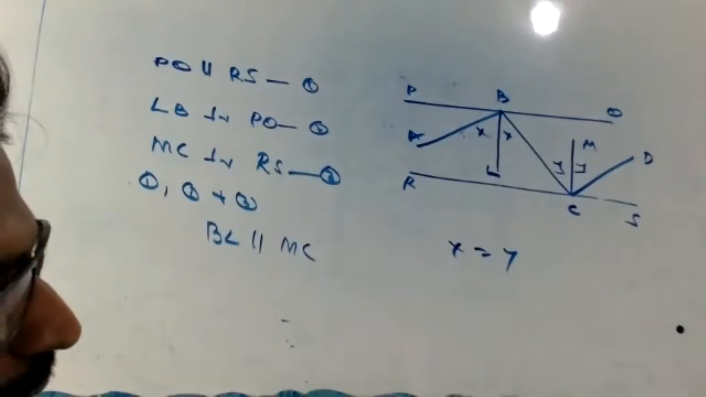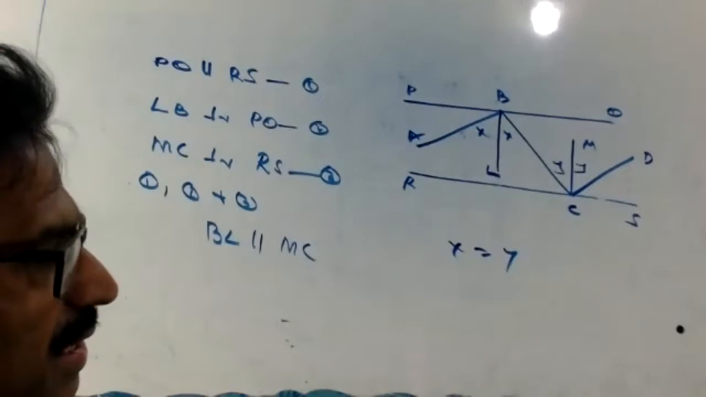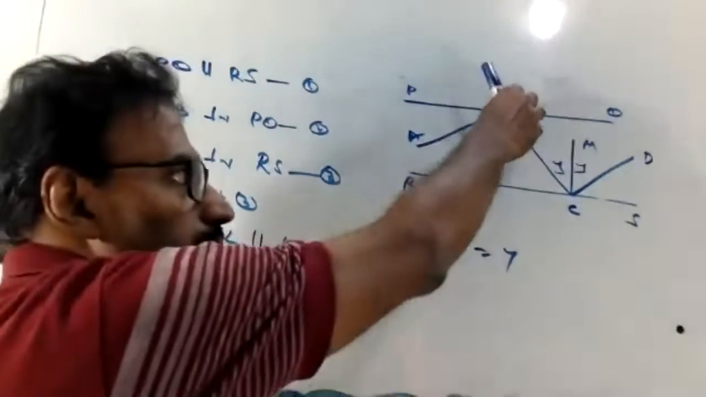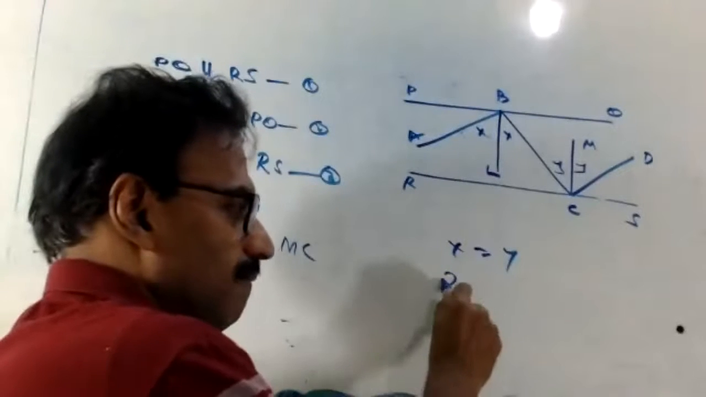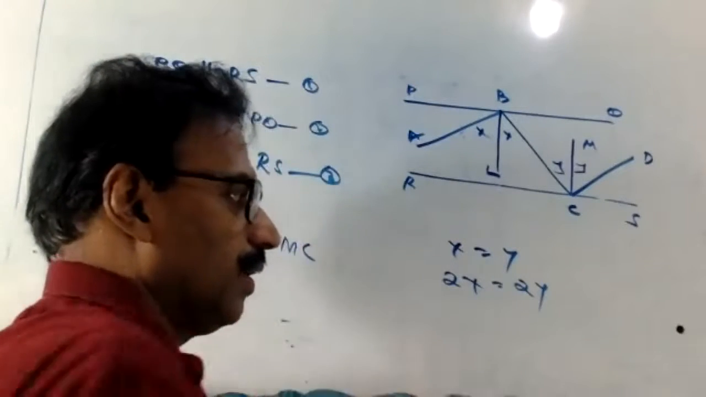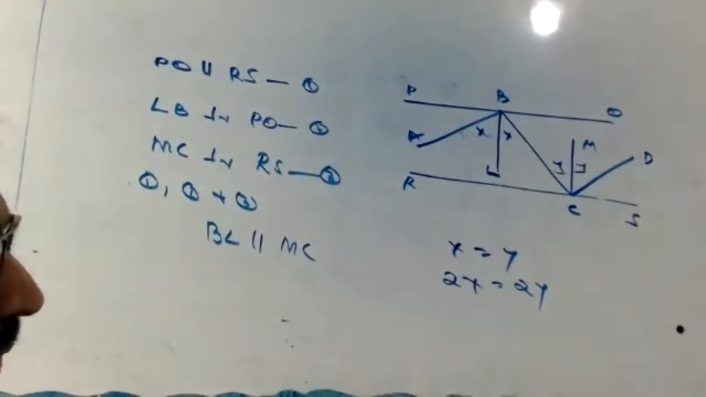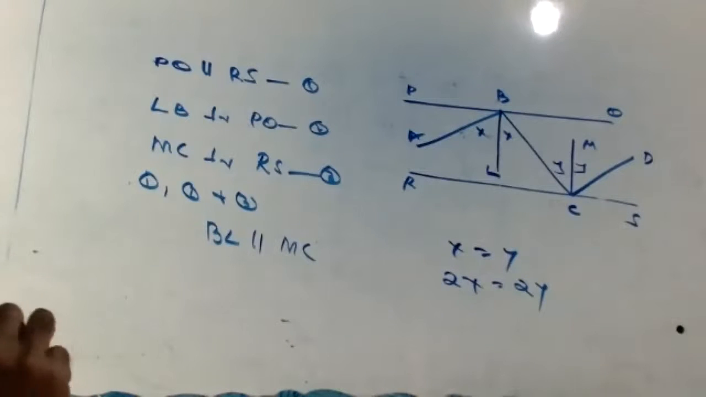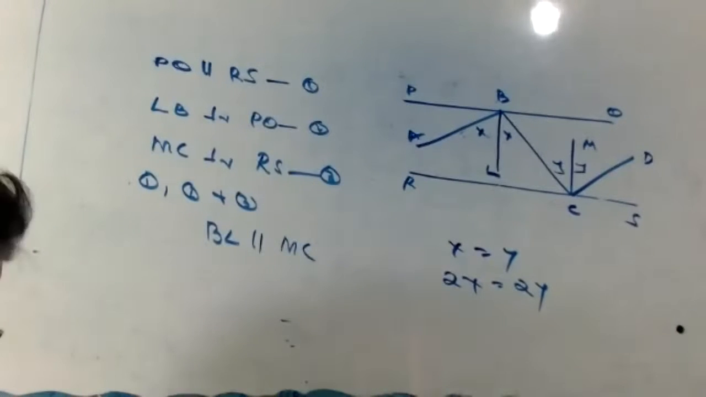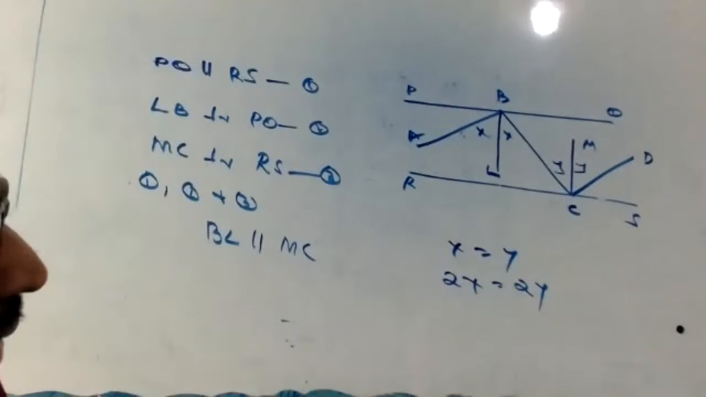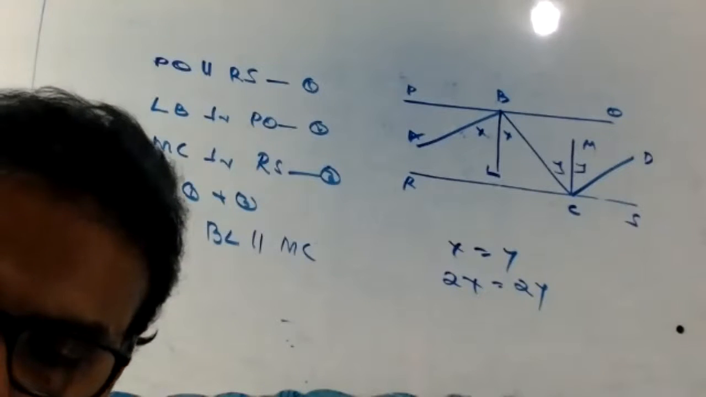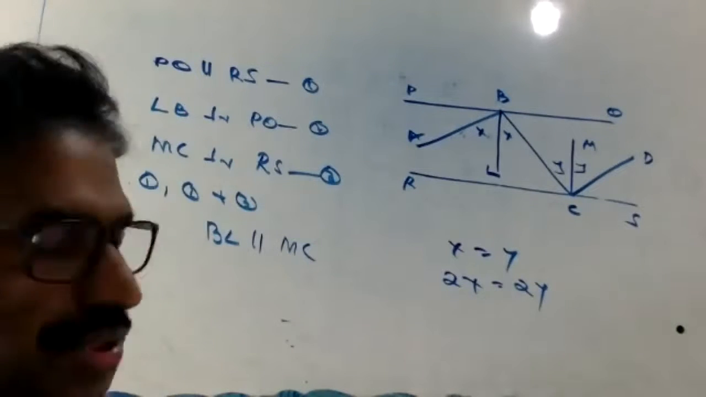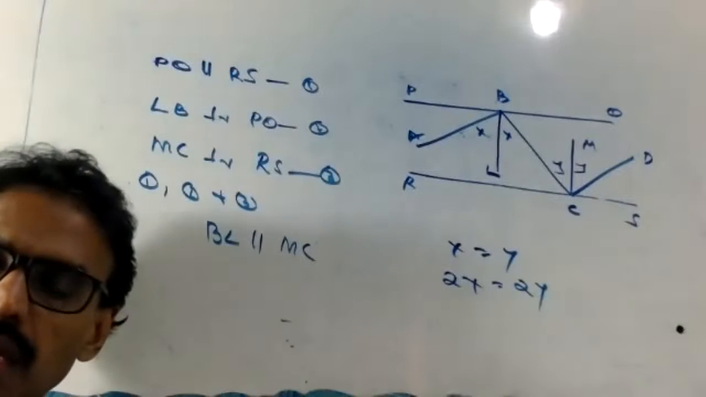BL parallel to MC. BC is a transversal. So X equal to Y. Then 2X equal to 2Y. 2X means ABC equal to BCD. That's all you have to find out. ABC equal to BCD means what? Since the alternate angles are equal, AB parallel to CD. Are you okay? I'll explain again.